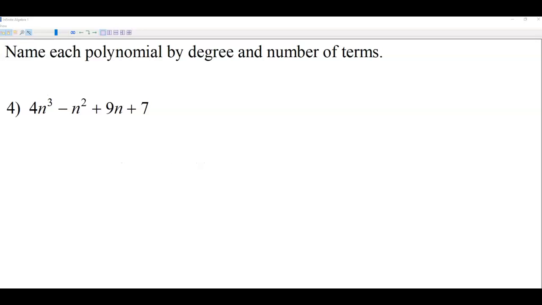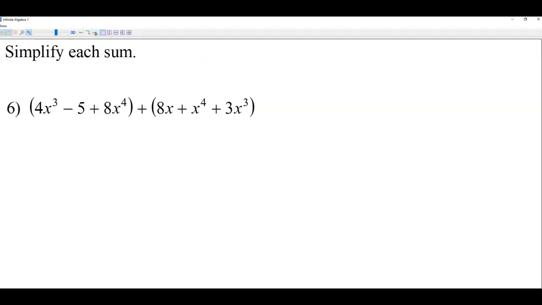Let's go ahead and take a look at number 6. Number 6 is just adding 2 trinomials together. So we have one trinomial being added to another trinomial. When that's the case, you just need to combine your like terms.